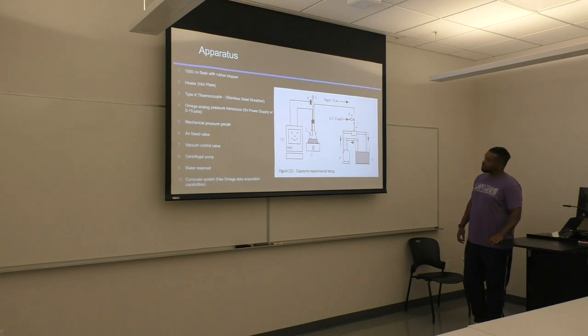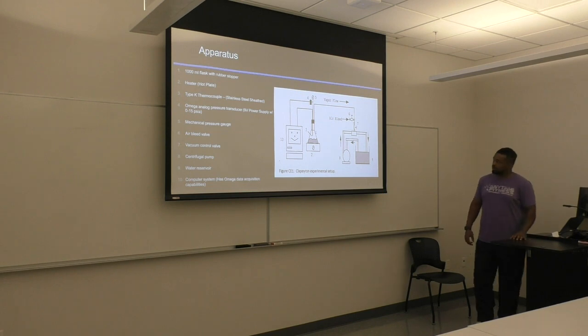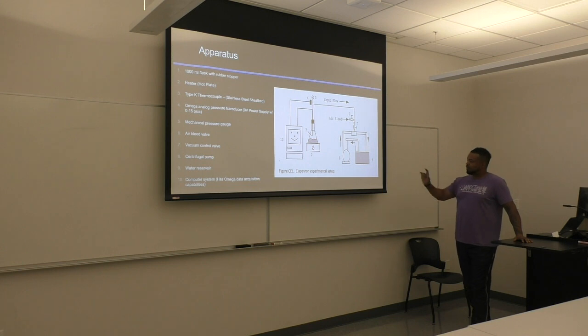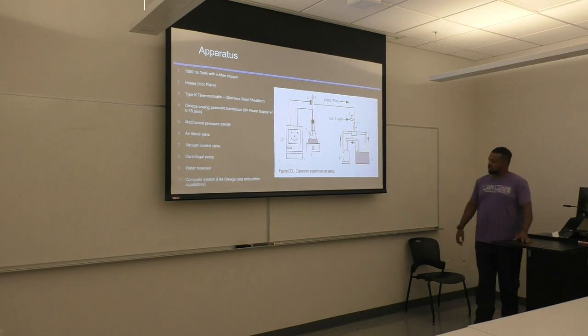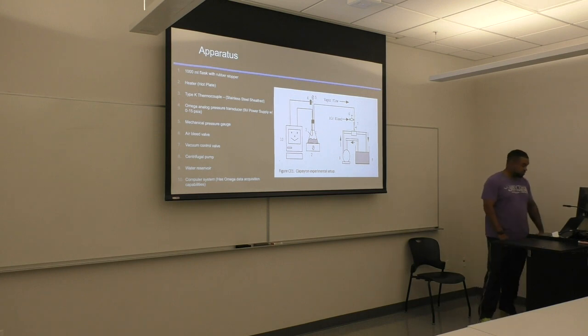Five is going to be your pressure gauge. Six is going to be your air bleed. Seven is going to be your vacuum control valve. Eight is going to be your pump. Nine is going to be your water reservoir. And ten is going to be your data acquisition system, which is your computer.